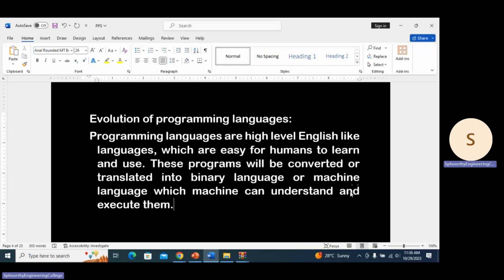Right. So just read it. Programming languages are high level English like languages which are easy for humans to learn and use. These programs, which are written in high level languages, will be converted or translated into binary language or machine language, which the machine can understand and execute. So, this is how the programming languages came into existence, right?